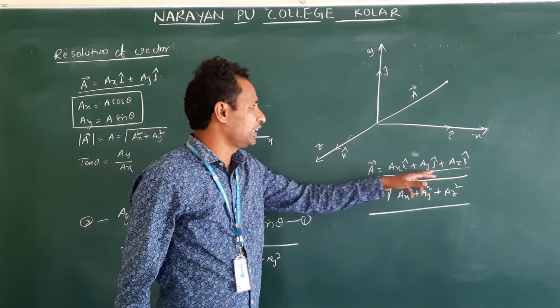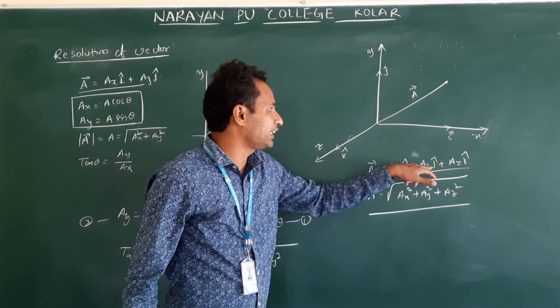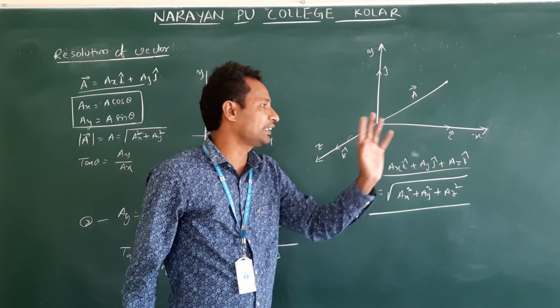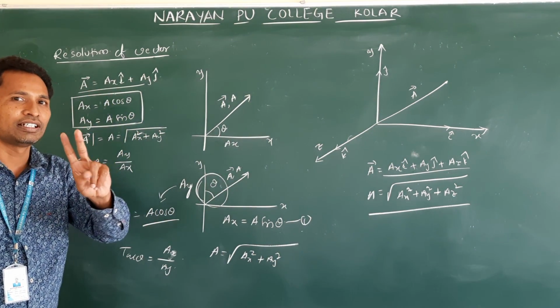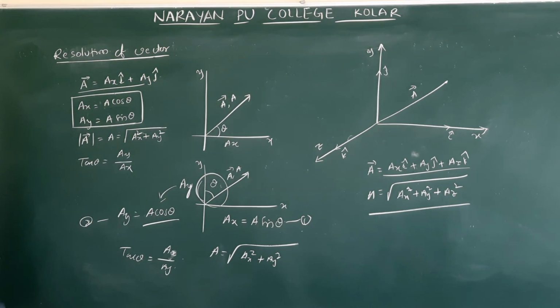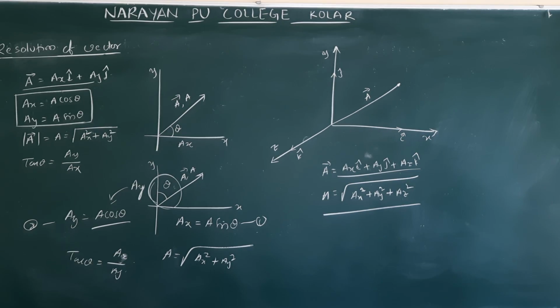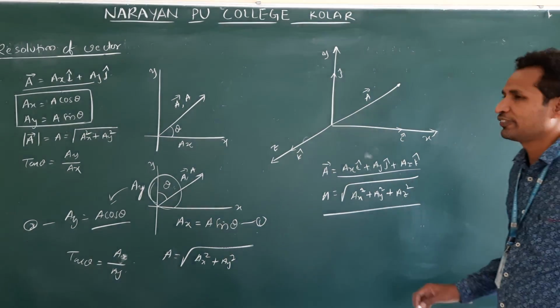Understand? Three axes, i, j, k: if three unit vectors are involved, then it is three-dimensional. If two unit vectors are involved, then it is two-dimensional. Understand? Make a note on this. Okay, this is a three-dimensional vector.